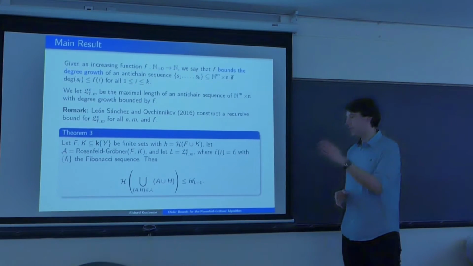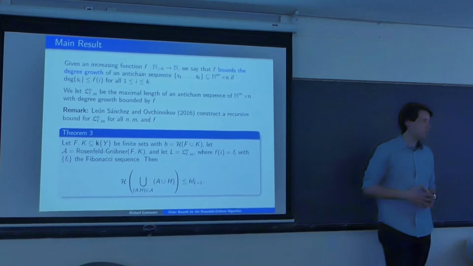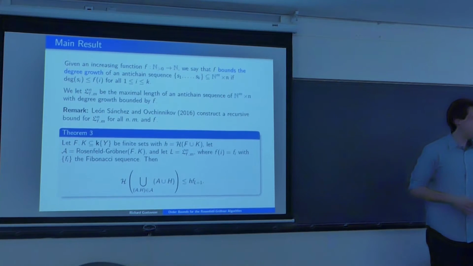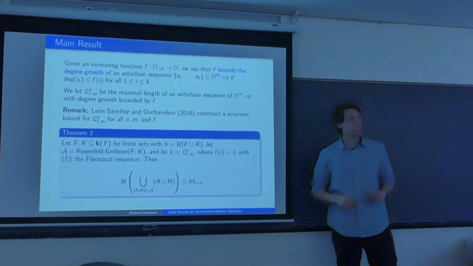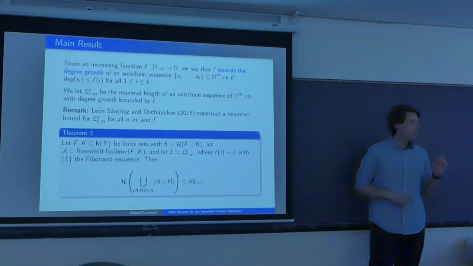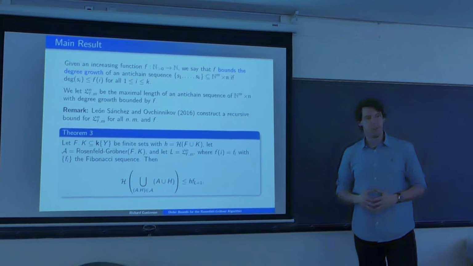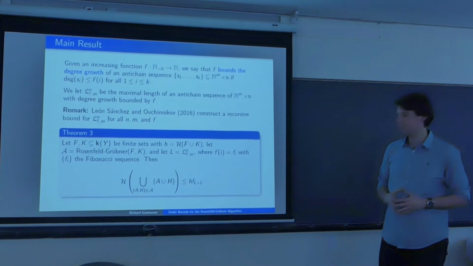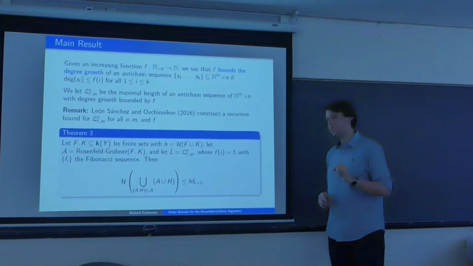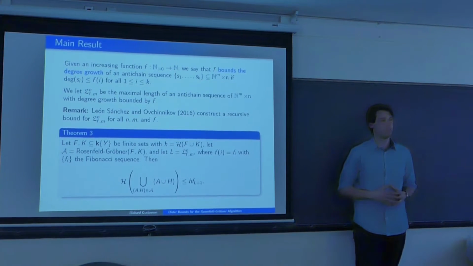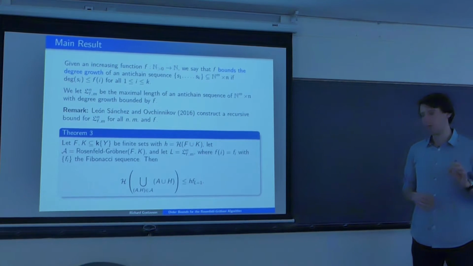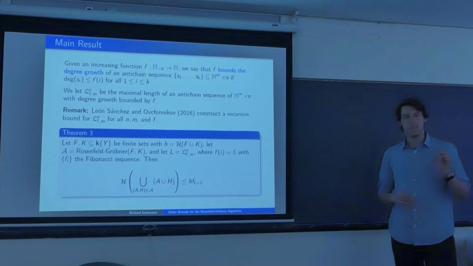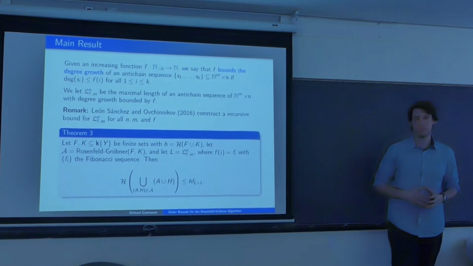So our result is the following: if we have two finite sets f and k of order h, and we let A be the output of the Rosenfeld-Gröbner algorithm, if L is this number LNFM, where f sub I is the Fibonacci sequence, then the order of the output of the Rosenfeld-Gröbner algorithm is at most h times f sub L plus 1. So it's at most the order of the input times the L plus first Fibonacci number.